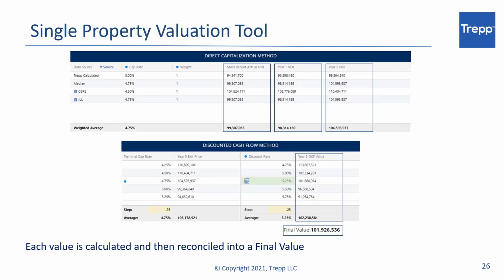We then take all of those outputs, so in this case, the weighted average of the direct cap and the discounted cash flow value, and then give you an indication or a reconciled final value. Obviously, you as a user can weight those things as you see fit, and you can make those final reconciliations to be more in line with what your intentions are.